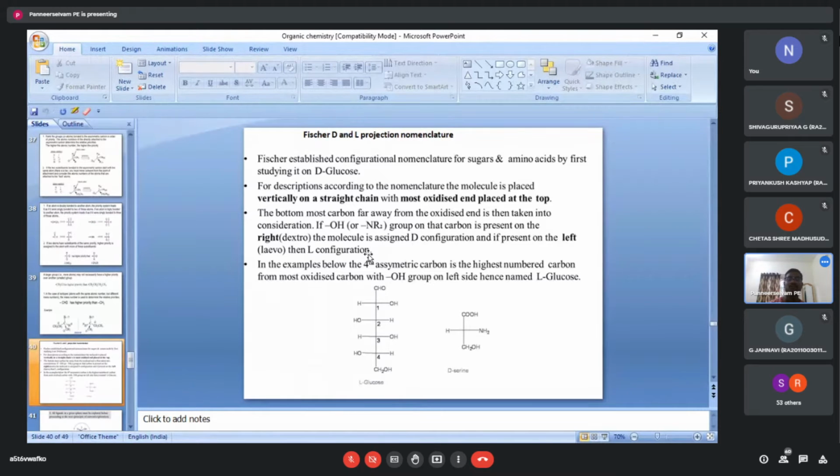So in the example below, there are 4 asymmetric carbons. It is the highest-numbered carbon from the oxidized carbon, this is 1 to 4. The hydroxyl group is on the left side, and it is named L-glucose.